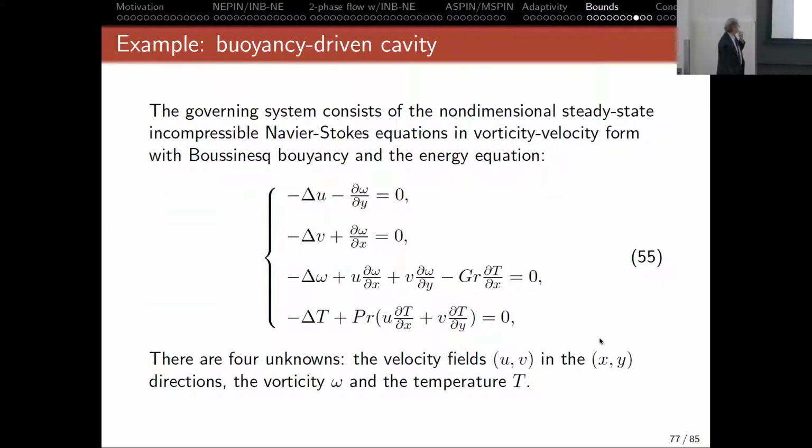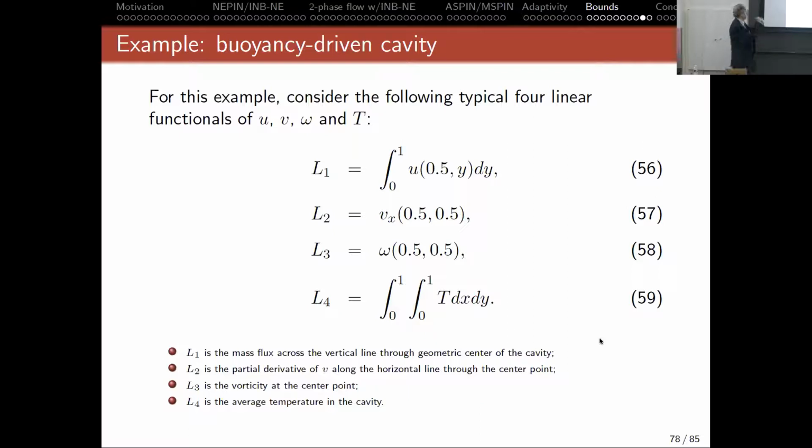And so let's apply that to a four-component problem. Again, velocity, vorticity, and now a temperature, which has another nonlinear term with this Prandtl number. And GR is the Grashof number for natural convection. And let's just create some sample functionals: a midpoint averaged u velocity, a vertical velocity gradient at the midpoint, and the corresponding vorticity at the midpoint, and an area averaged temperature.